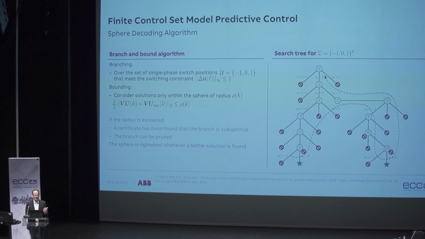So we do branching over the switch positions in the phases A, B, and C, so -1, 0, and 1. And we can only consider solutions within the sphere, so we do bounding. And we will do a depth-first approach, and then we can tighten the sphere. And this is a real example. This is actually a fairly bad example. So typically, you just need to traverse the minimum number of nodes to find your optimal solution and to find a certificate for your optimal solution.